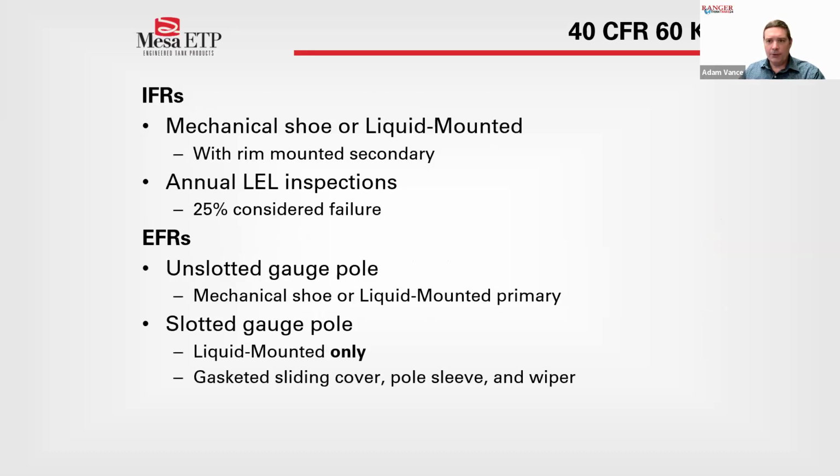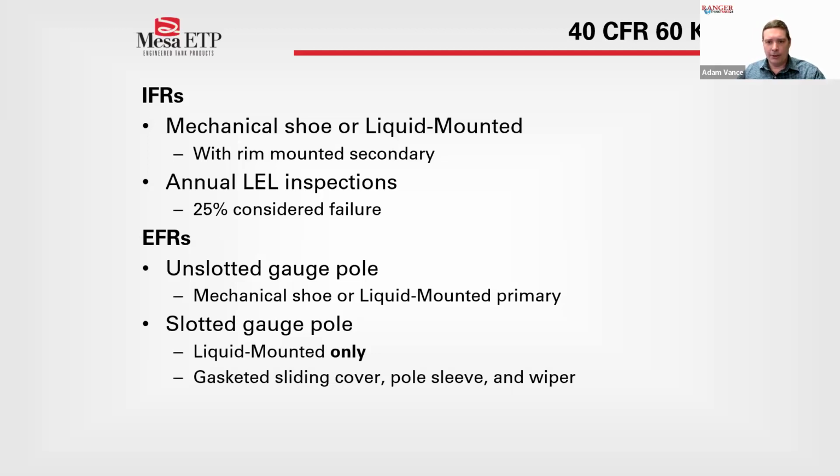So let's get into a little more detail and some noteworthy changes that could impact control devices and what those new requirements would be. So first, when we look at IFRs, we see that the language in this calls for mechanical shoes or liquid mounted primary seals, which will be required with a rim mounted secondary. So it's a little change. There was some language where you could just have a primary seal in some of these tanks or 2 wedge wipers. It appears that is going more towards mechanical shoe or liquid mounted and rim mounted secondary in this language.